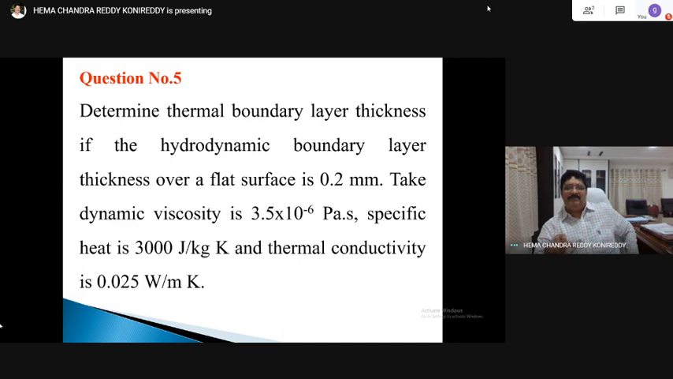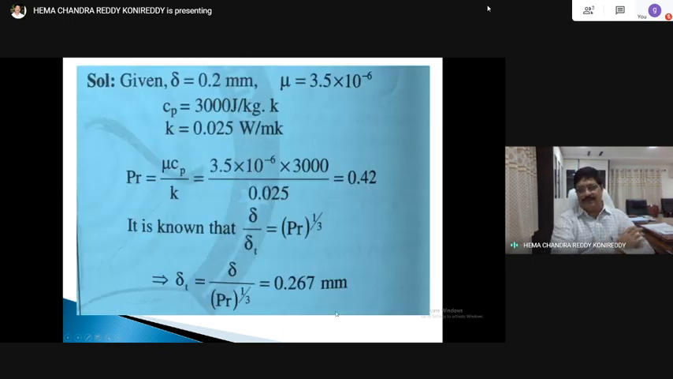Mu is given and Cp is given, specific heat is given, and thermal conductivity is given. Mu Cp by k, the Prandtl number can be calculated. What is the relationship between the hydrodynamic boundary layer and thermal boundary layer? Only in terms of Prandtl number. I have just told you that relation. Delta T by delta H is equal to 1 by Prandtl number power 1 by 3. So this is a relation. Just now I have shown it to you. Don't remember that?